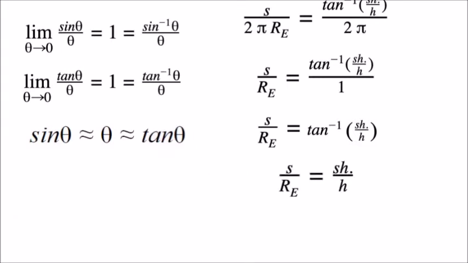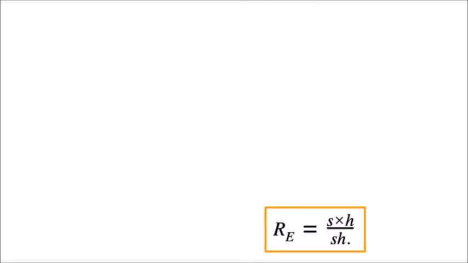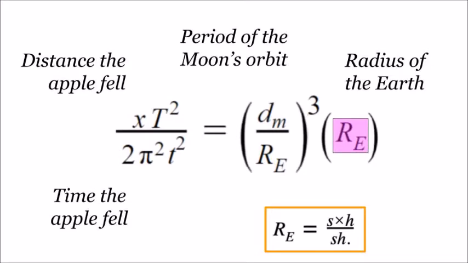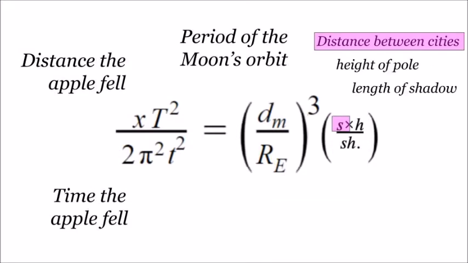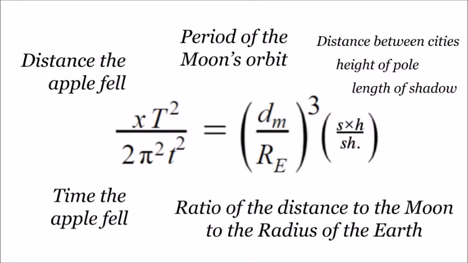Which is useful because we are done. The radius of the Earth, now not from a textbook value, but from the distance between the cities, the height of the pole, and the length of its shadow in the second city. 4 down and 1 to go.